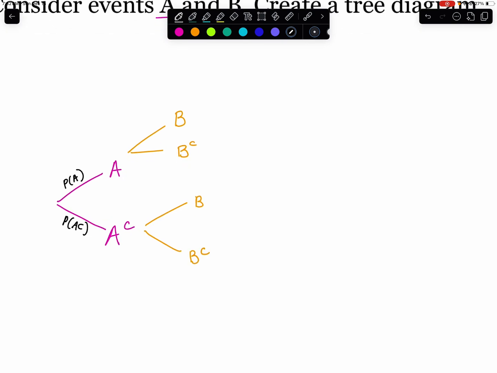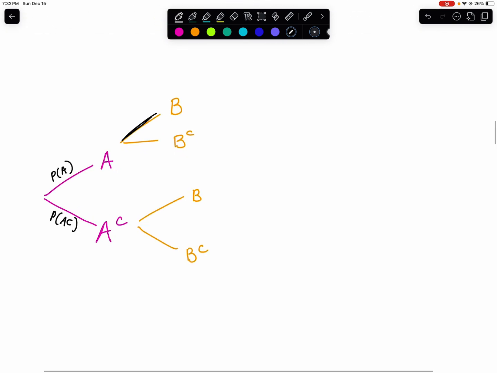Okay. All right, now this branch is a little bit trickier because what's happening is that we already know that A occurred.